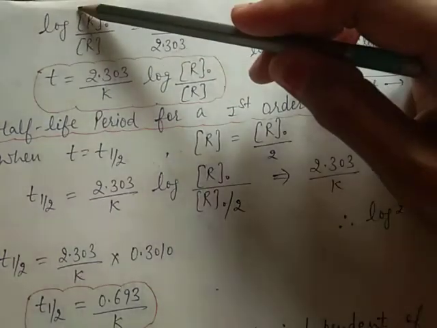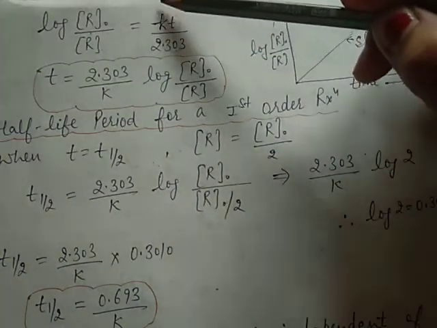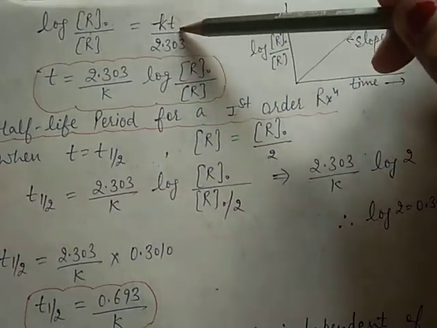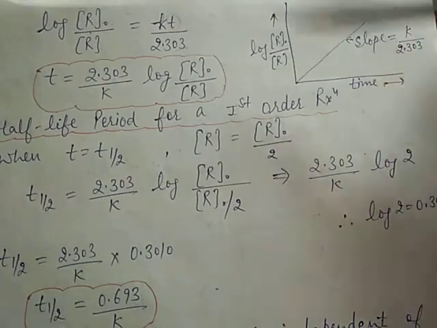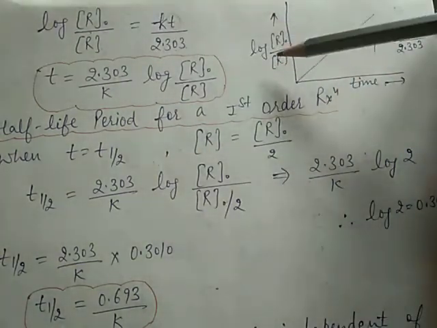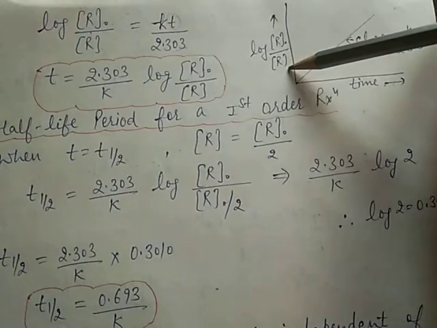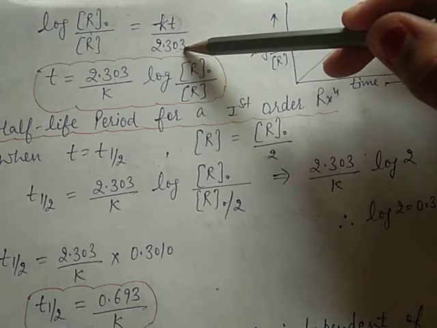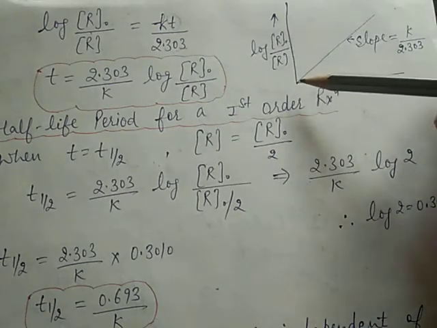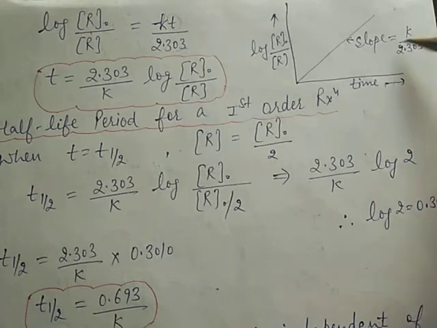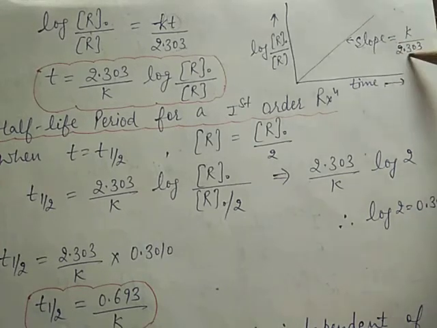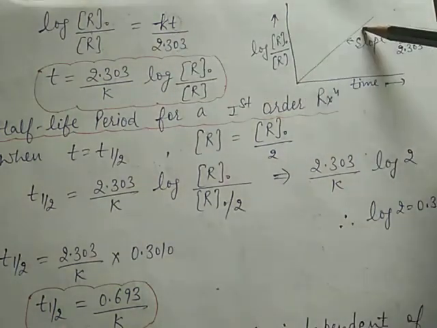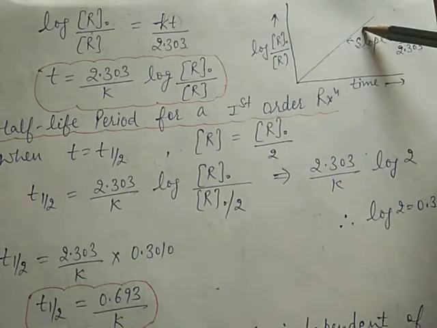Now we plot the graph of log of R naught by R versus time. So this is y is equal to mx plus c. Time is taken on the x-axis, and on the y-axis we take log of R naught by R. Then the slope is equal to k by 2.303. Then a straight line graph is formed.